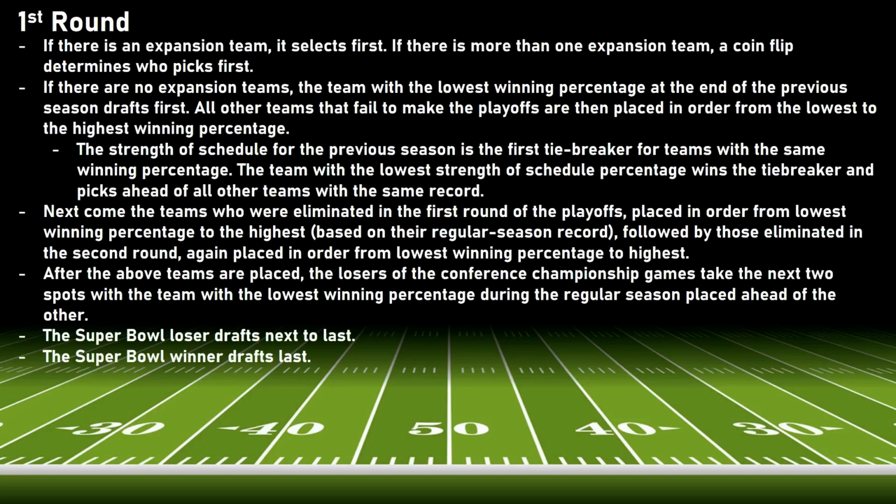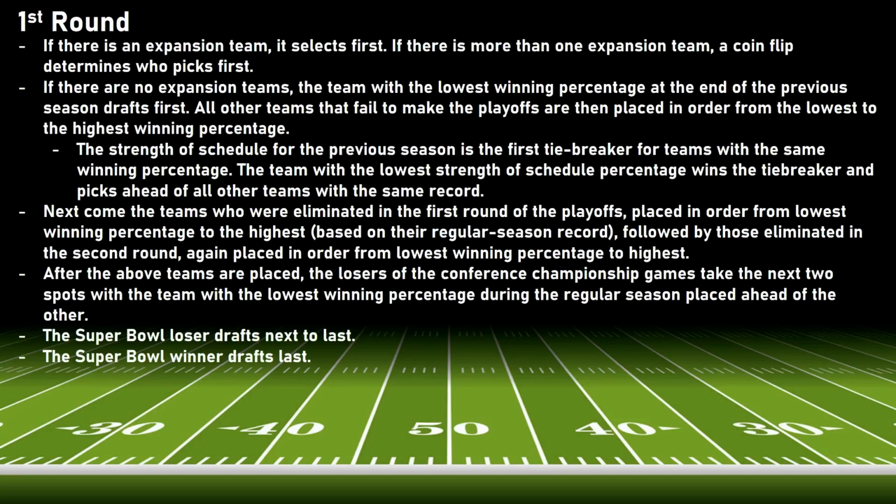If there are no expansion teams, the team with the lowest winning percentage at the end of the previous season drafts first. All the teams that failed to make the playoffs are then placed in order from the lowest to highest winning percentage. Strength of schedule for the previous season is the first tiebreaker for teams with the same winning percentage. The team with the lowest strength of schedule percentage wins the tiebreaker and picks ahead of all other teams with the same record.